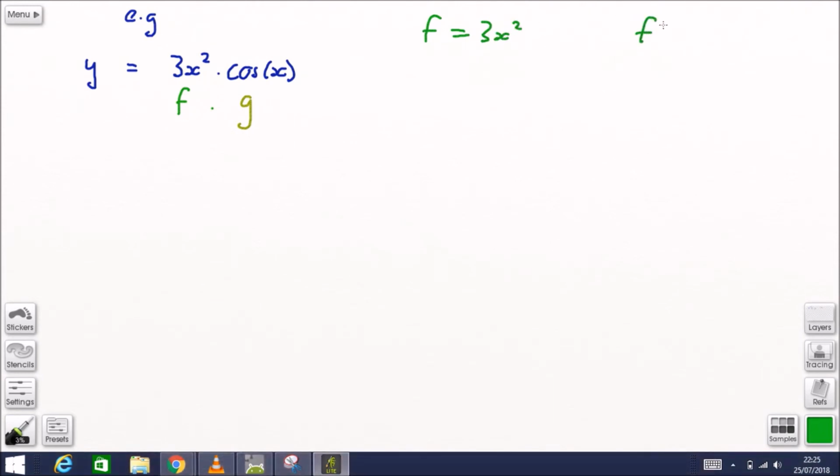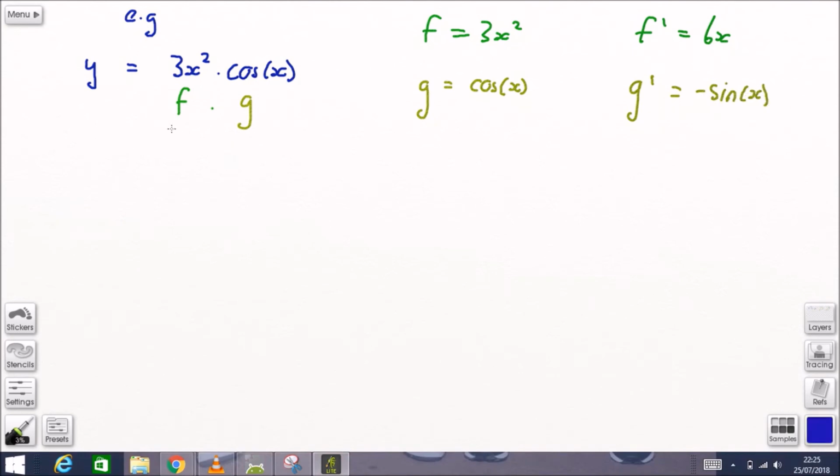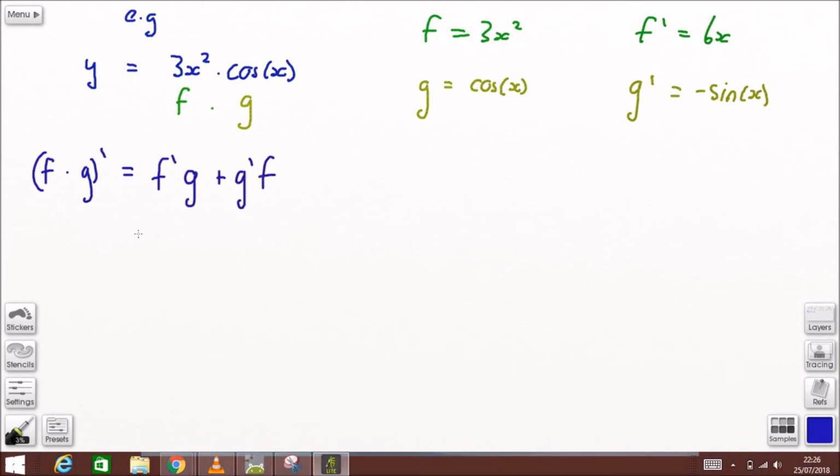Let's look at this example where we cannot multiply the two terms to simplify them. Our first function will be f, and our second function will be g. Up on the right hand side, we'll work out the functions and their derivatives. Now we'll write out the product rule formula and apply it.